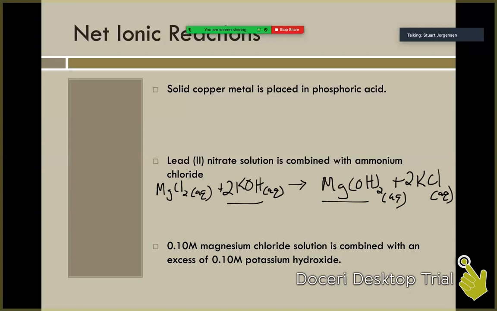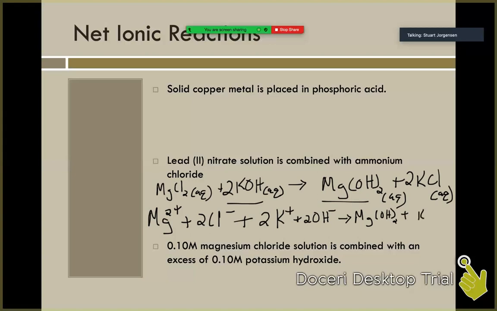So now if we look at our complete ionic, we'd have Mg2 plus and 2 Cl minus ions. We break up our strong base, we've got 2 K plus ions plus 2 OH minus ions. There's all of our reactants split apart. Our Mg(OH)2 stays together. And our potassium chloride splits apart, 2 K plus, 2 Cl minus. Almost had it there. Super close.